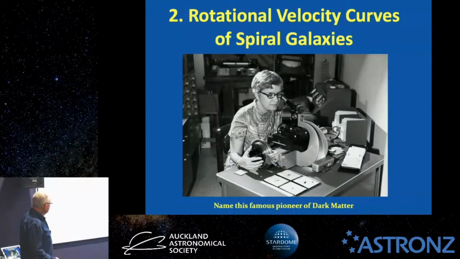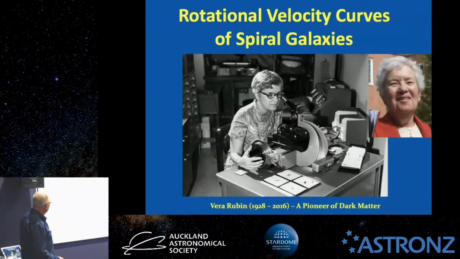So she's a very famous pioneer of dark matter. Can anyone tell me her name? Vera Rubin. Yeah, Vera Rubin. Well done, George. There she is there. Sadly, she passed away on Christmas Day 2016. Who else died on Christmas Day 2016? Entertainer. George Michael. Yeah, George Michael. I was going to say it's been forgotten already.